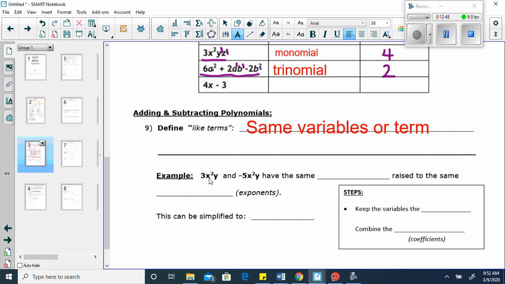Okay, so now we're going to get into adding and subtracting polynomials. To add or subtract, just like we have before, you need like terms. That means you need the same variables or the same type of term. Okay, so here these have the same variables raised to the same power or degree. Okay, so this can be simplified to what? What is 3x squared y minus 5x squared y? Negative 2x squared y.